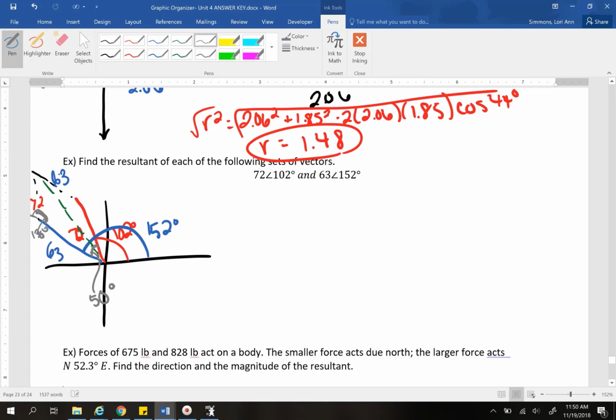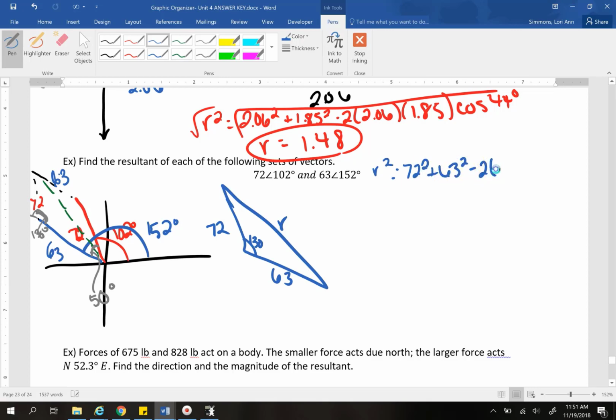So if we blow that up, we have 72, 63, and then this is 130 degrees. And we're looking for this R. So we have R squared equaling 72 squared plus 63 squared minus 2 times 72 times 63 times the cosine of 130 degrees. Take the square root of that. So our R should equal 122.4.